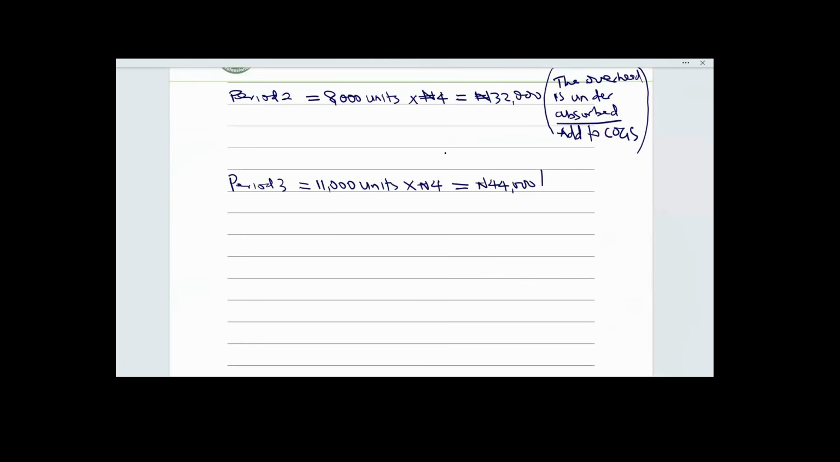You deduct this from the cost of goods sold. Let me just put it down. The overhead is over absorbed. Okay, the overhead is over absorbed. Therefore, what are you supposed to do? Deduct. You deduct the difference from cost of goods sold. That's the treatment. Okay, so that's that.